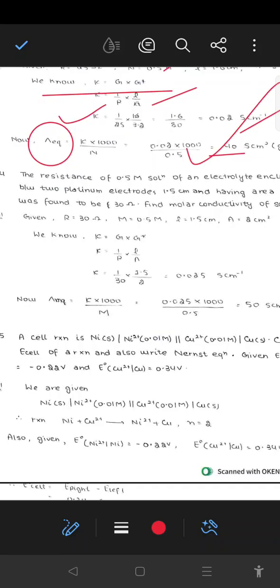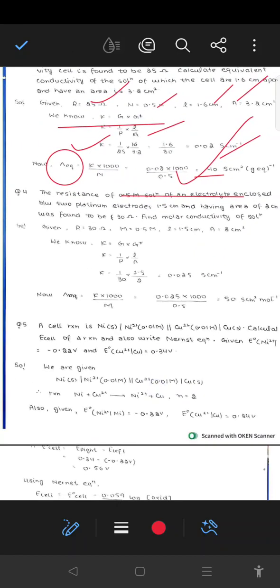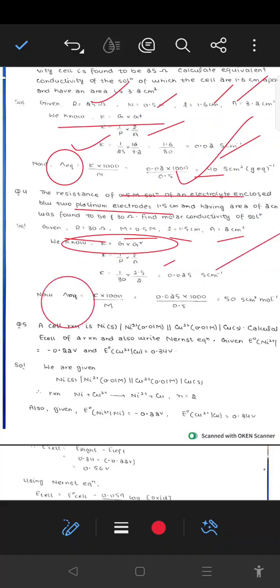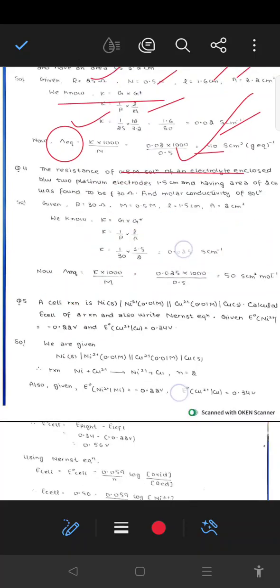Next, similarly, the resistance of a 0.5 molar solution of an electrolyte enclosed between two electrodes is given, molarity is given, length is given, area is given. Again by using the relationship K equal to G into G*, put the values. Molar conductivity becomes equal to K into 1000 divided by M. Put all the values and get the answer, that is 50 Siemens centimeter square per mole.